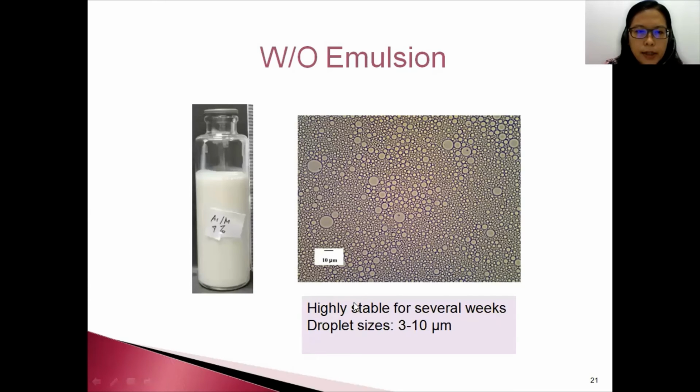So here are the results for the water-in-oil emulsion, which is the inner primary emulsion. You can see here that the emulsion is quite stable from the macroscopic image, and here is the microscopic image. The droplets are quite small, about several micrometers, and quite well dispersed in the outer aqueous phase.